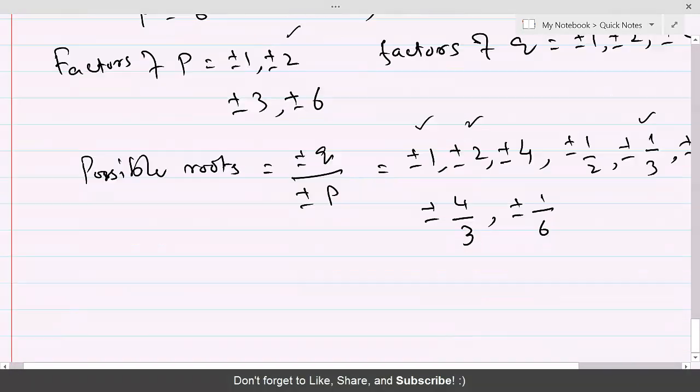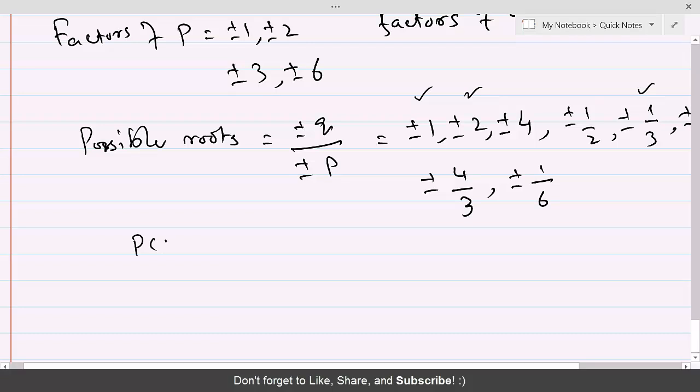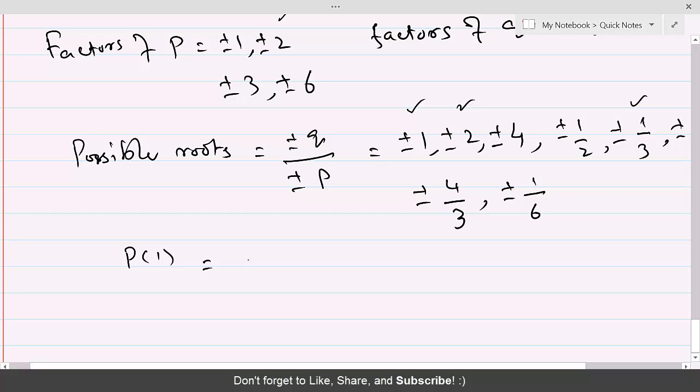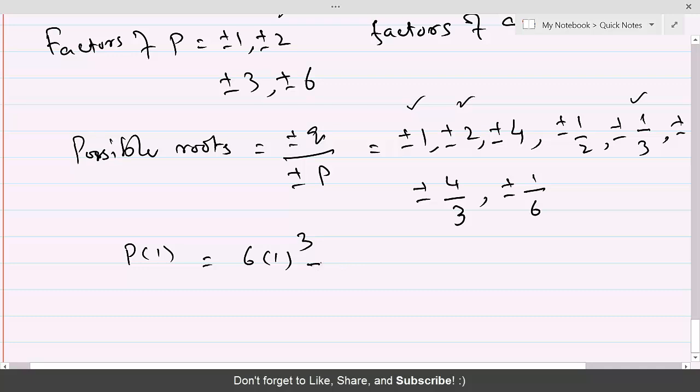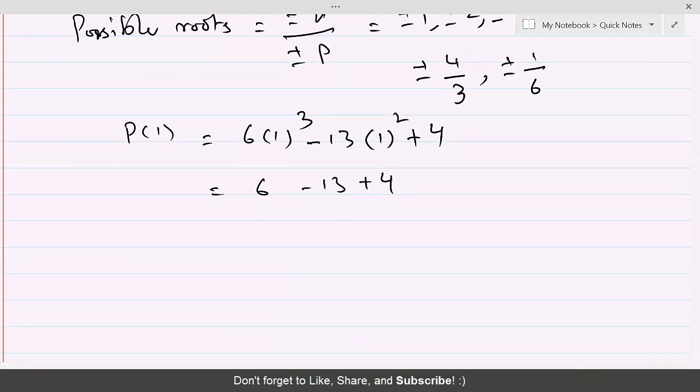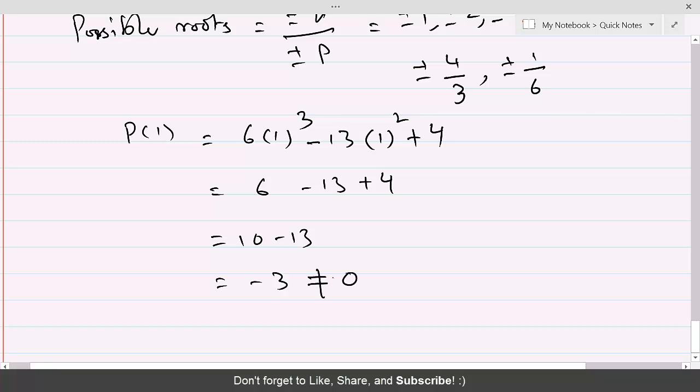So P of y is equal to... let's try it. P of 1 is equal to 6 times 1 to the power 3 minus 13 times 1 squared plus 4, and that is equal to 6 minus 13 plus 4. 6 plus 4 is 10, minus 13, the answer is minus 3, and definitely this is not equal to 0. So x equal to 1 is not a root, and if x equal to 1 is not a root, then x minus 1 is not a factor.